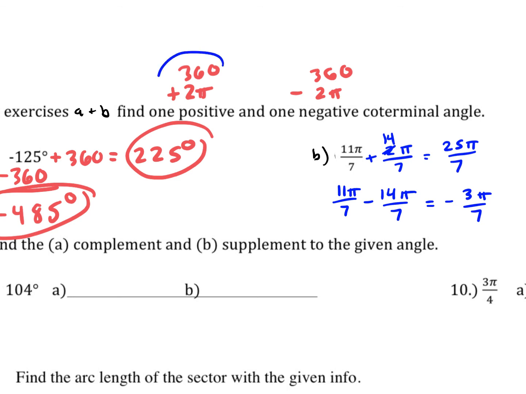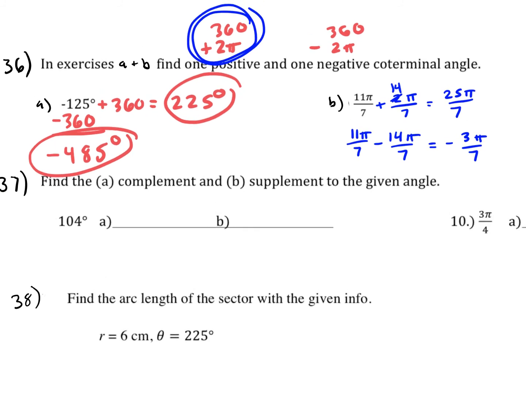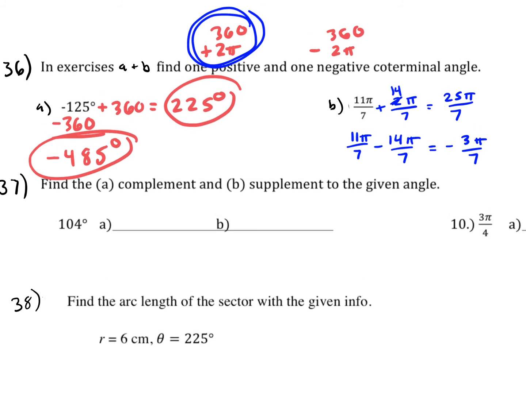So just remember, 360 is 2 pi. For 37, we have to find the complement and supplement. So complement, they add up to 90, or if it's in radians, pi over 2. Supplements, they add up to 180, or pi.